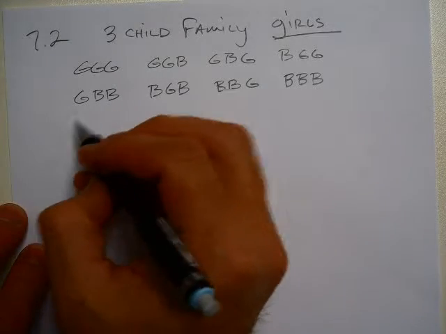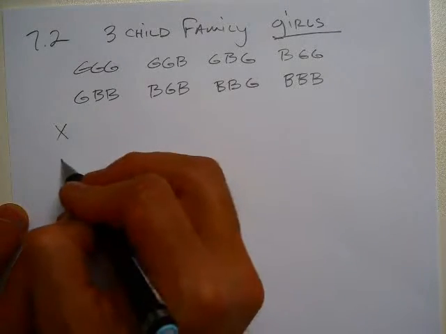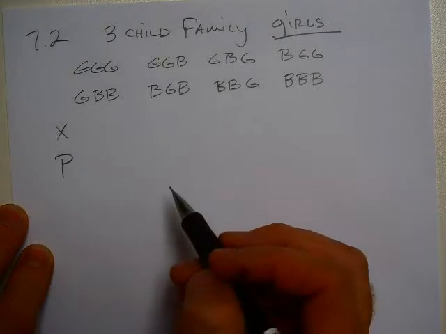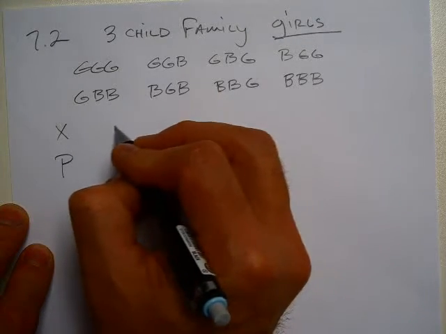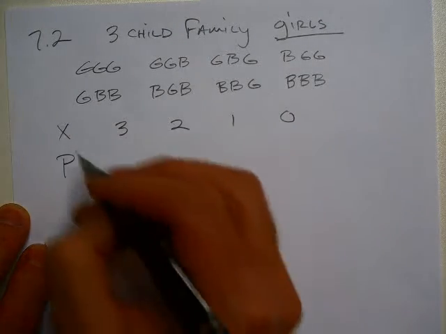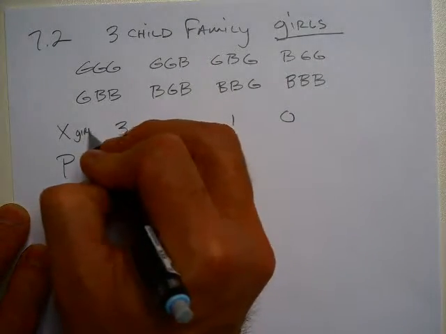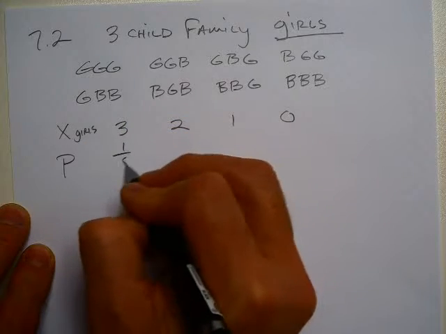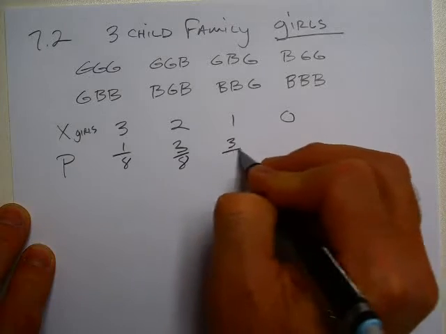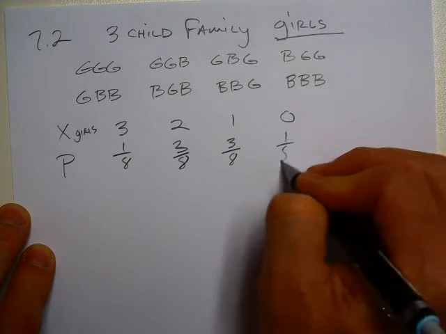All right, so in this problem we had x and p, x being the number of girls and p being the probability of each occurring. So we had 3, 2, 1, and 0, and 1/8, 3/8, 3/8, and again 1/8.